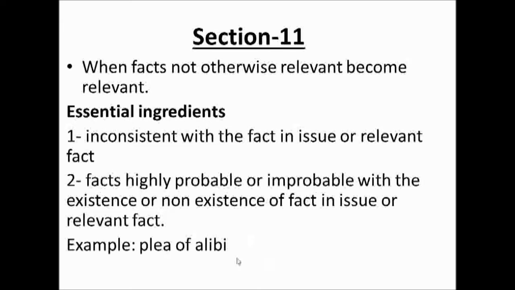So let's take an example of the plea of alibi. If an accused is facing a prosecution, he can take a defense that he was not present at that place on a particular day, at a particular time. So the accused has to prove that he was not present by showing the evidence related thereto.